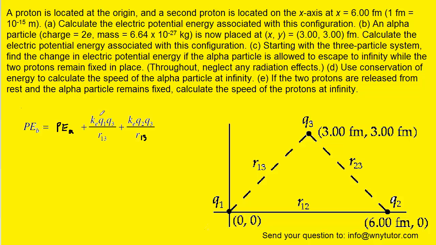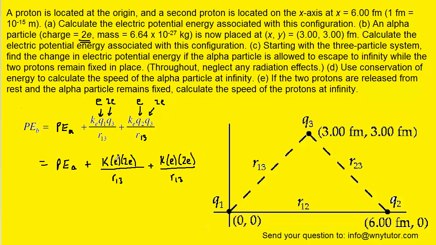Now because charge Q1 is a proton, we know that its charge is the elementary charge that we can call E, and the same thing for Q2. Notice that Q3, which is that alpha particle, has a charge of 2E. So we would actually want to substitute in 2E for the charge on Q3. We then notice that E times E is E squared, so we can make that adjustment in both terms. We could then add these two terms together because they're like terms and they have common denominators.